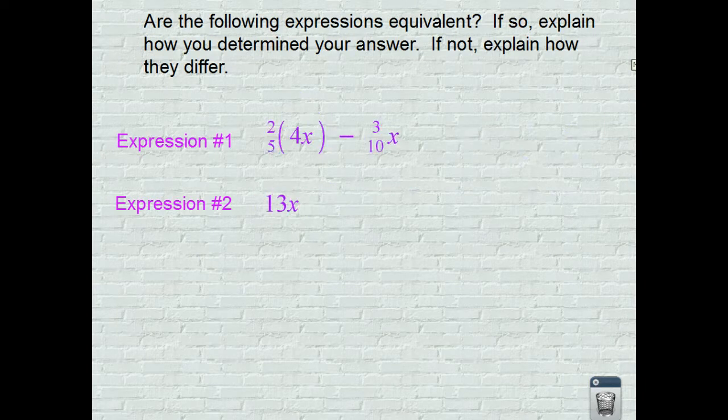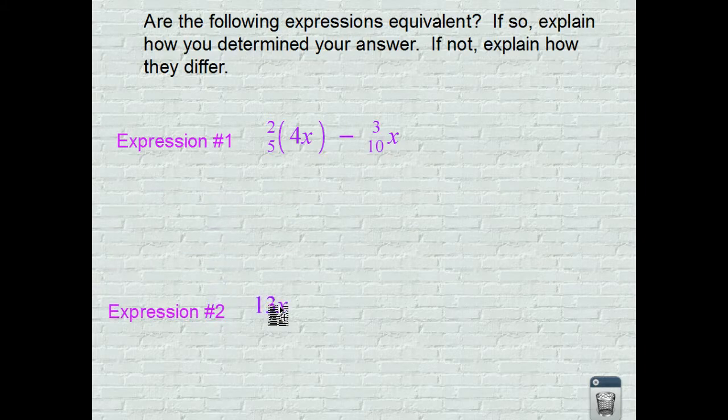All right, here's another one. Please pause the video and see if these two expressions are equivalent. Okay, we're back. Here it says 2/5 multiplied by 4x subtracted by 3/10x. So we're going to have a little bit more work to do. Let me slide this down here and let's get some fraction work going.